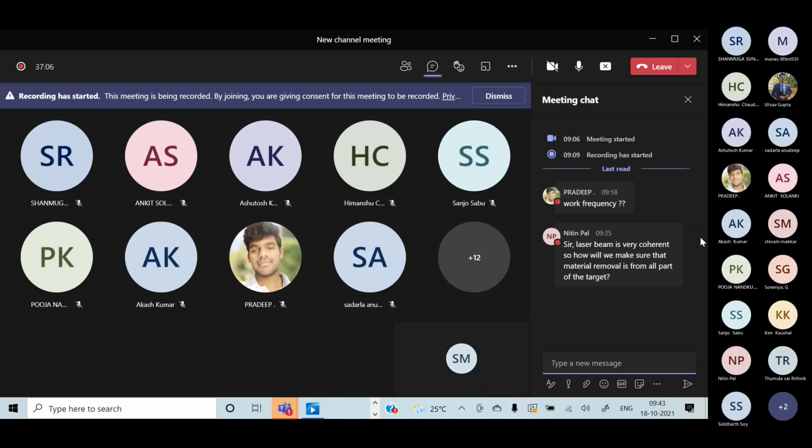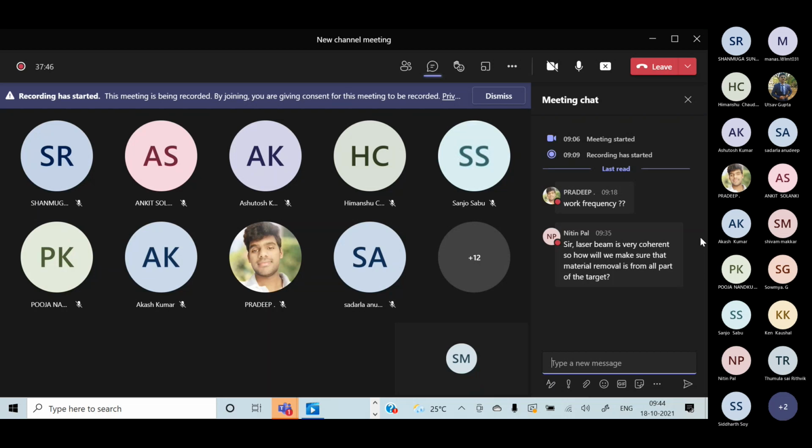It is not necessary, as in sputtering, where it will hit throughout the target. In the sputtering mechanism, ionized argon is hitting the target, so it can hit anywhere, but in this case, wherever I focus on the target, from there it will come out. And by visual inspection after the deposition, you can see where the ablation happened.